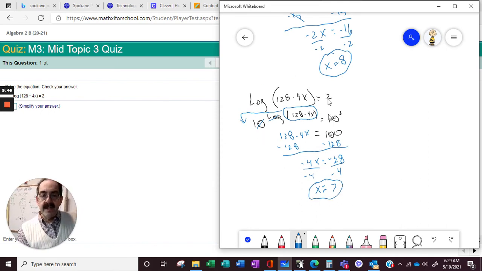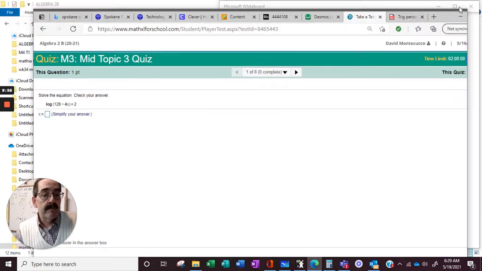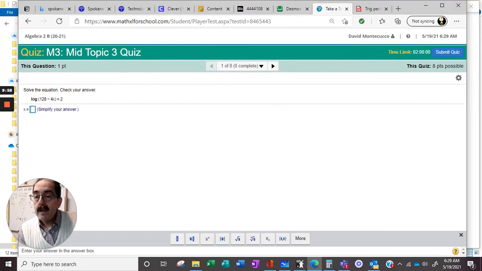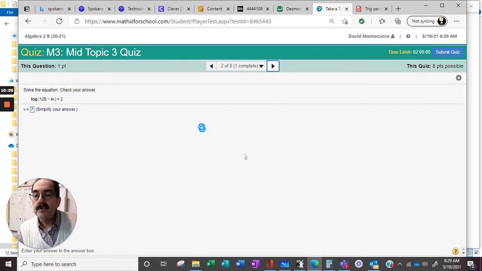All right, so the key is right here. When you take the log of both sides to isolate the exponent, or raise both sides to the power of 10 to isolate the exponent. Okay, let's put a 7 in there. Good. Oh yeah, it's a quiz. Can't do that. So we'll check it here in a minute.